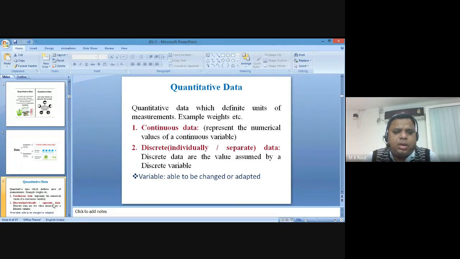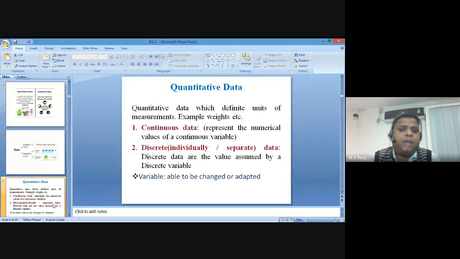In this part, the first point is continuous data, which represents the numerical value of a continuous variable. In the previous slide, you consume 4 cups of coffee in a day. That means the continuous variable can increase or decrease, but it represents a particular number or value. Similarly, in the case of discrete data, suppose you calculate the data individually or separately. Discrete data are values assumed by discrete variables. Whether you consume 80 grams or 100 ml of beverage, you can measure that particular data. And what are the variables? That which is able to change or adapt.